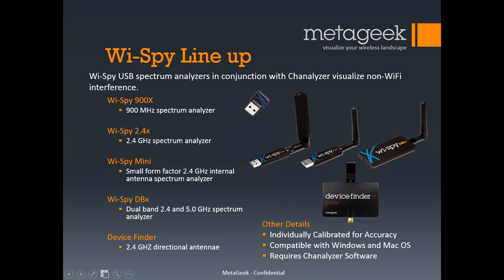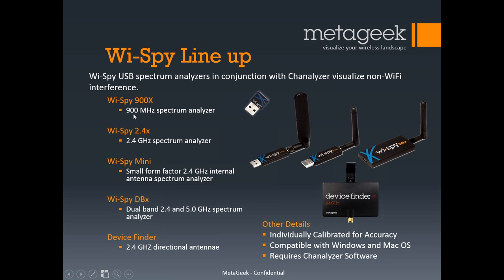What MetaGeek offers is a USB spectrum analyzer. This is a device that plugs in via USB to your laptop that will allow you to collect the RF data. And that RF data is then transmitted to our application called Channelizer, and that's what gives you the visualizations and the ability to interface with that spectrum and understand what's going on.